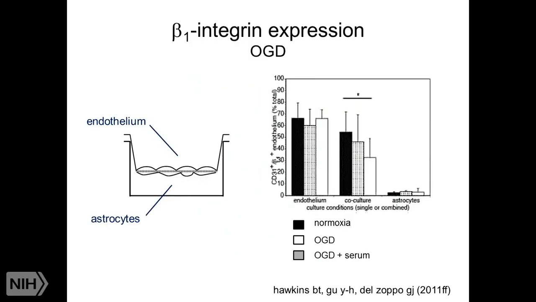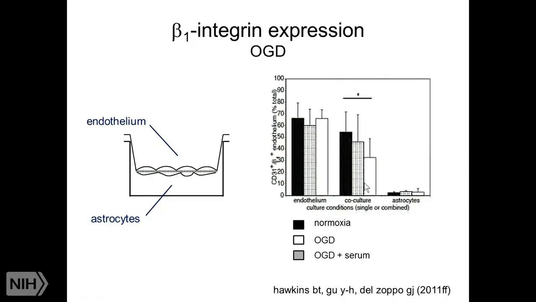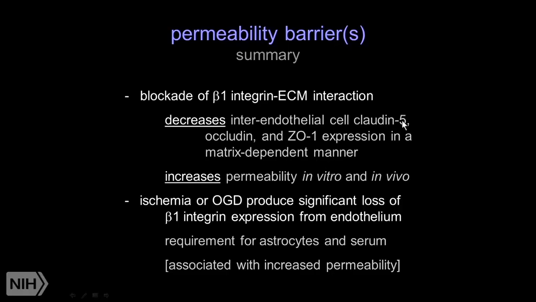An important new piece of information is that in vitro, the loss of beta-1 integrin by oxygen-glucose deprivation or ischemia requires the presence of astrocytes and also serum. So this reduction is most significant when OGD and serum are combined. I think these are mislabeled. And the important point of this is that when plasma percolates across the blood-brain barrier into the neuropil, it's essentially producing serum. So these are serum-free conditions and with serum. So blockade of beta-1 integrin produces a decrease in endothelial tight junction protein and an increase in permeability. Ischemia or OGD produces significant loss in beta-1 integrin.